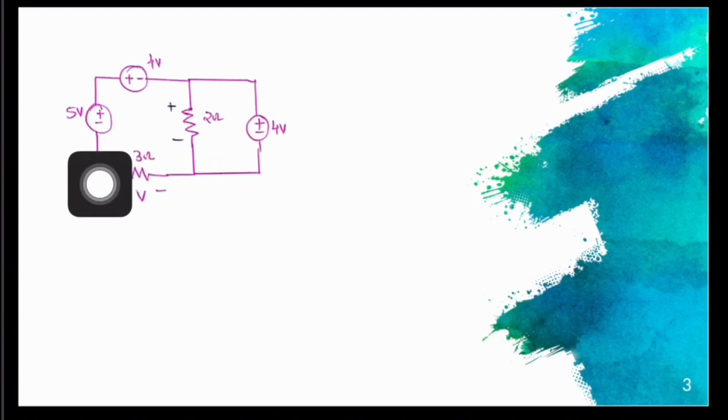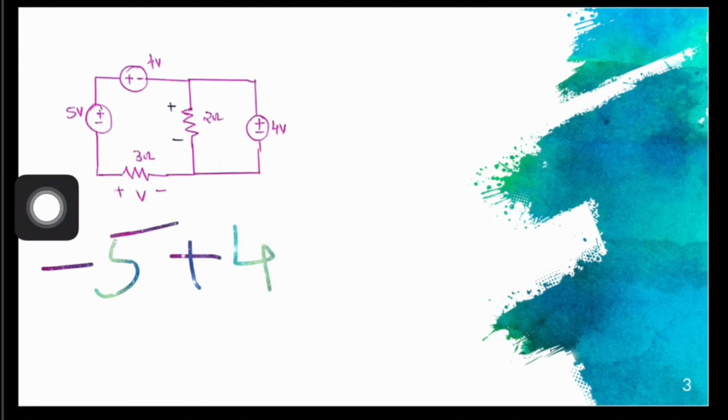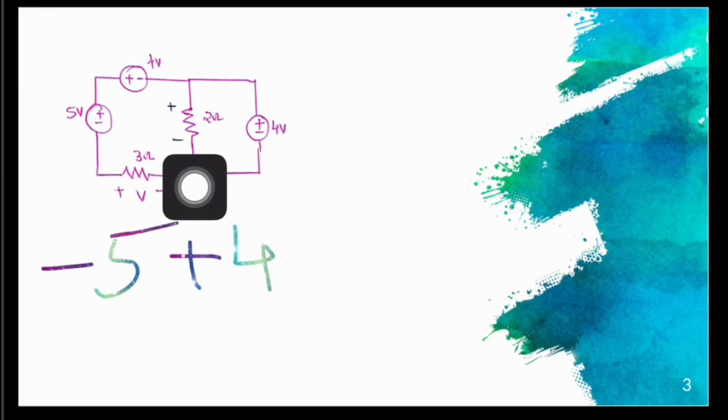Starting at this point in clockwise direction, first we observe this 5 volt voltage source with the polarity mark in the order minus plus. So we start our KVL equation with minus 5. Then this 4 volt voltage source with the polarity mark in the order plus minus, correspondingly we add a term plus 4 to the KVL equation. After that, the voltage drop across this 2 ohm.